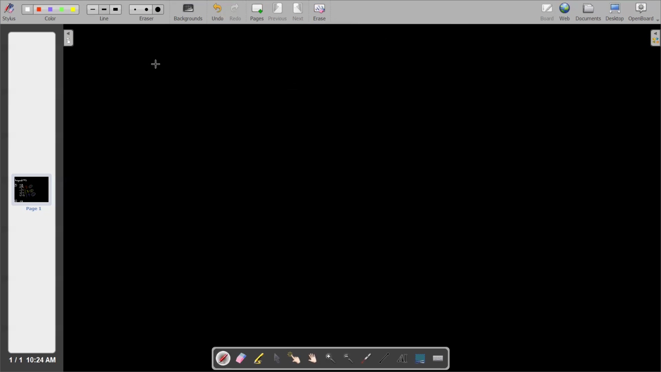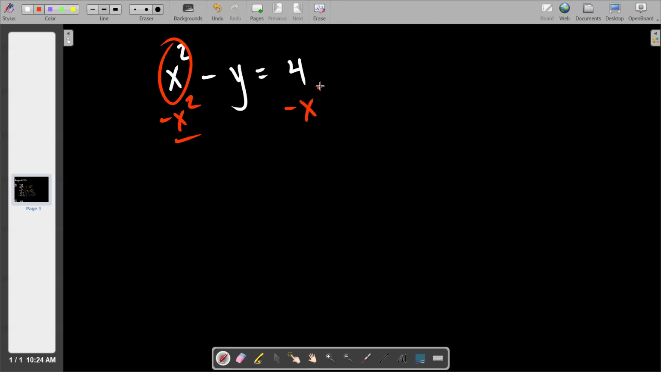How about if we had x squared minus y equals 4? How would we get y by itself on this one? Well, you'd have to get rid of x squared. I don't disagree with that at all. Let's take the x squared and let's subtract it away. I think that's a great idea.